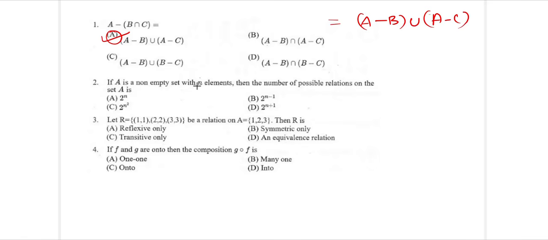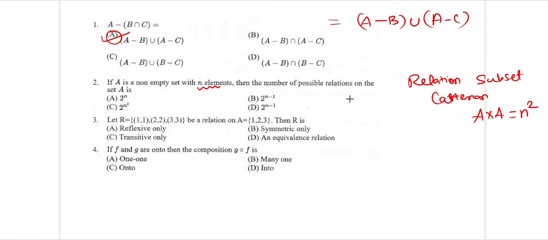If A is a non-empty set with n elements, then the number of possible relations on A. What is going to be a relation? A relation is going to be a subset of the Cartesian product. What is going to be the Cartesian product? Cartesian product is going to be A cross A. A contains n elements, so A cross A will contain n square elements. So the number of possible relations is going to be 2 to the power of n square. Where is 2 power n square? Over here in C. So this is going to be our answer.